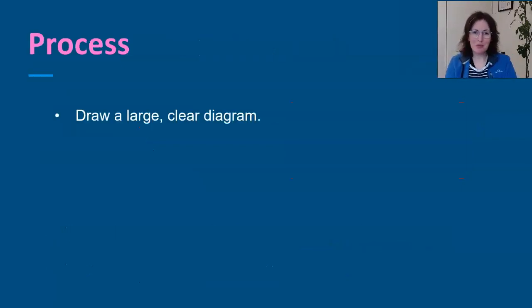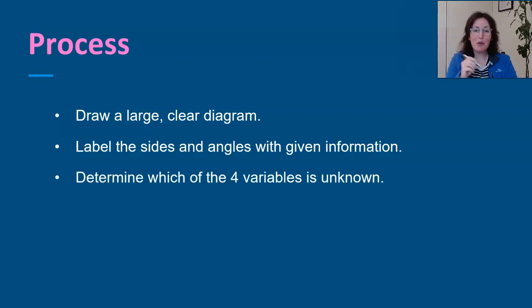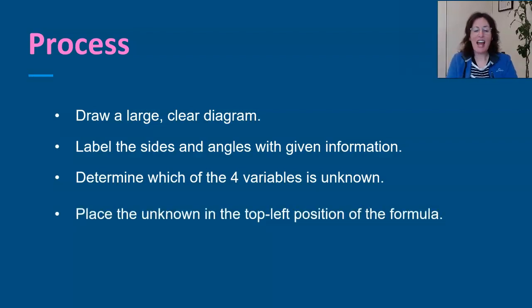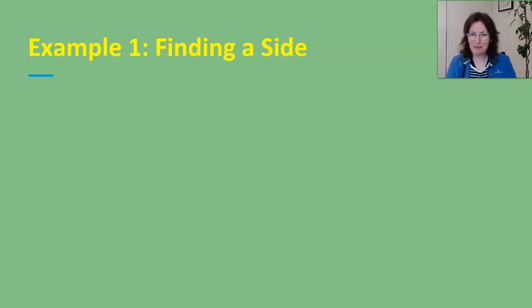The process that we need to work through, classic sort of process: draw a diagram, please. Draw that on your page so that you can then label the sides and the angles. You can write on that information. Then work out which of the four is unknown, and you might have to put in an X or an a. And then we put that in the top left position of the formula. That's going to be really important. Top left, let's remember that one. And then you substitute in your other values, rearrange and solve. Come back to these steps if you get lost in the future.